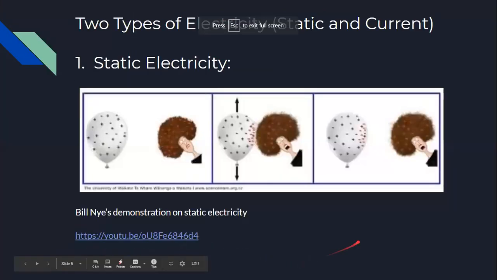So let's see, what do we have next? There are two types of electricity, static and current. This is static electricity. And there's this really short video of Bill Nye, the Science Guy. He has a little demonstration on static electricity. If we were in class together, we would probably be doing these experiments with balloons. But here, let me just show this to you really quick.